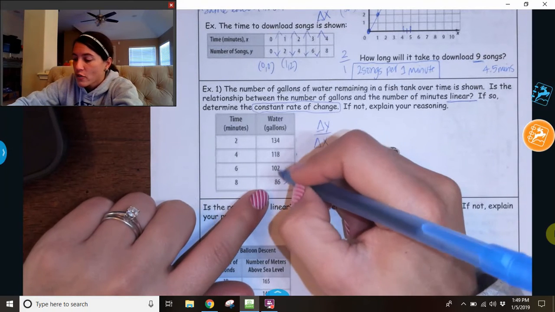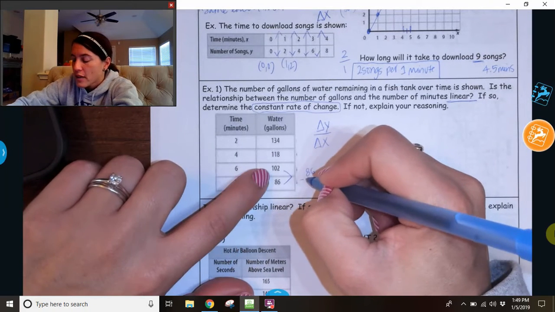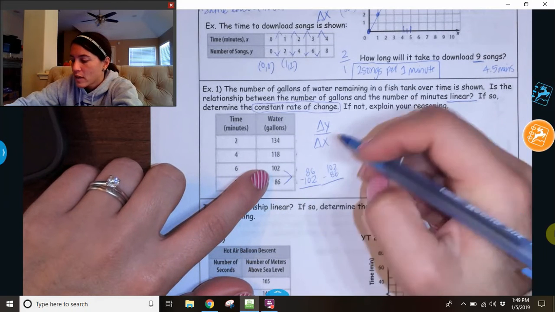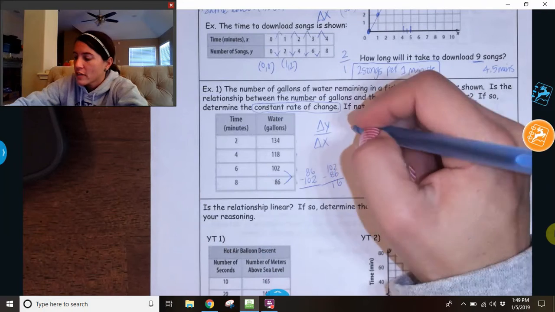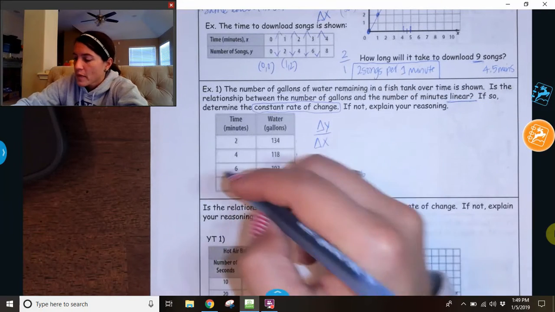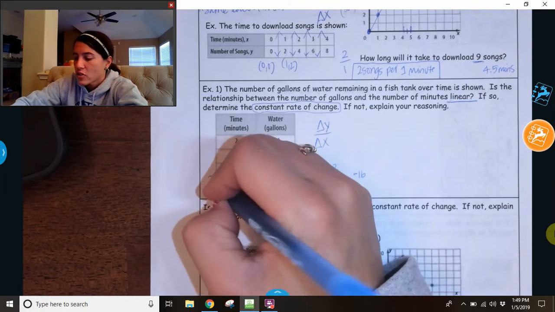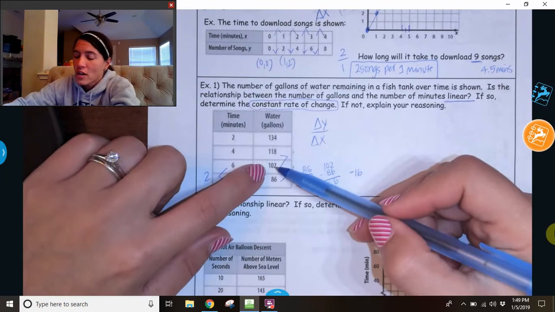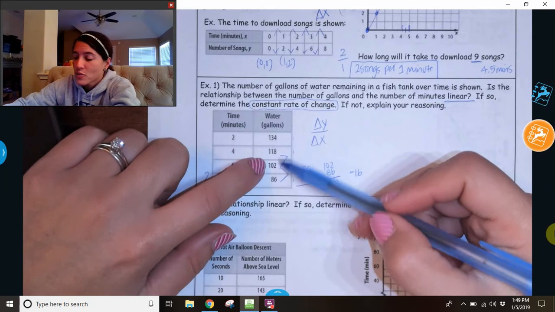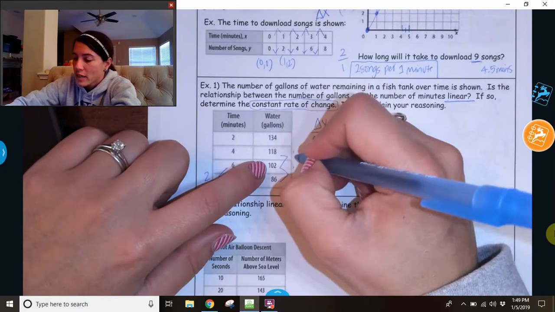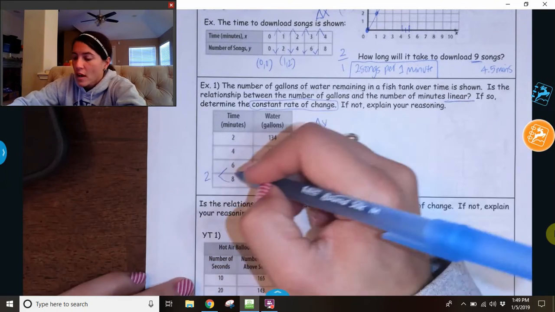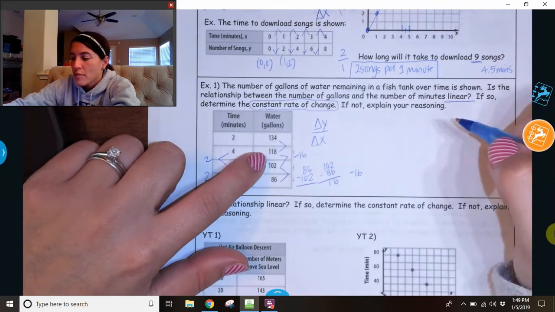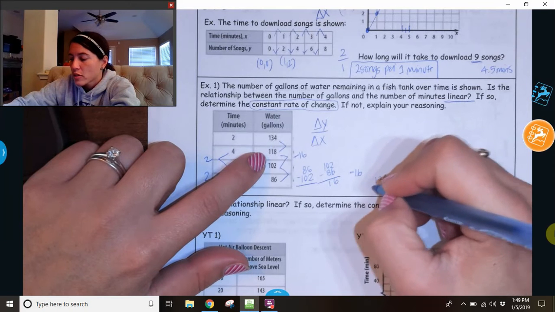So the change in y, from 86 we take away 102. Well, we know it's going to be negative something, so that would be negative 16. And then from here to here, 8 minus 6 is 2. So you always subtract back to figure out what the change is. So 102 minus 118 would be negative 16, and 6 minus 4 is 2. Then 118 minus 134, I'm just going to do that one over here.